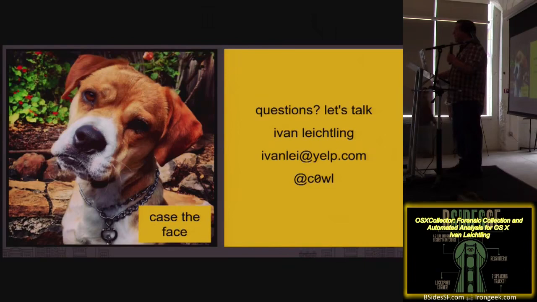Almost all of the collection we do, and the way OSX generally works, is a ton of stuff is, hey, there's a system install of this, or a system version of this. And then there's a bunch of per user or per profile stuff. And so we go and collect the system stuff, and then we do it per profile.